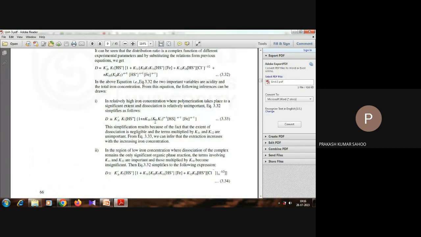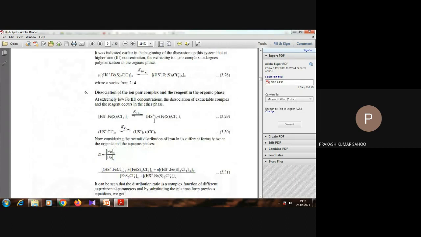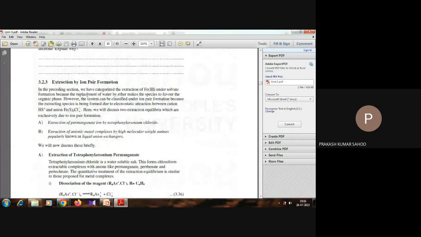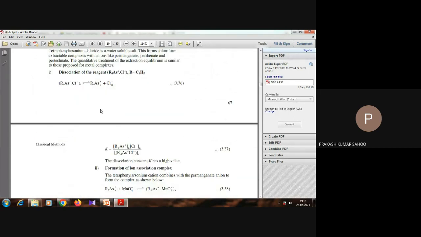Square brackets indicate the concentration, that is moles per liter. Okay. So write these things properly in your examination, and just remember 1 to 2 examples, which is more than enough for your theory examination. Then we will have extraction by ion pair formation. Again the same thing here. Here ion pair will be formed.